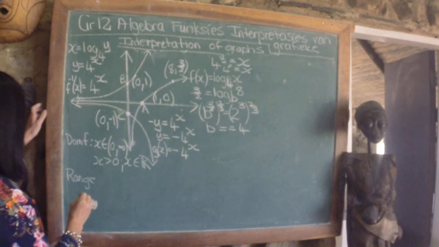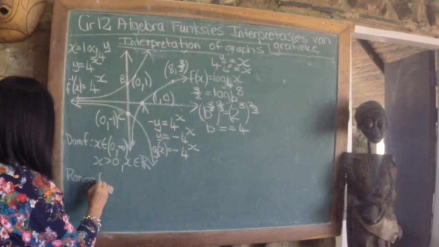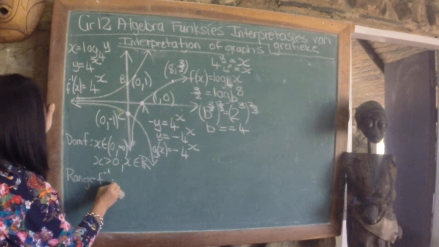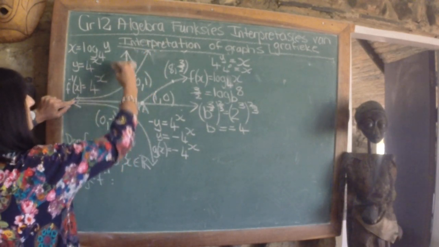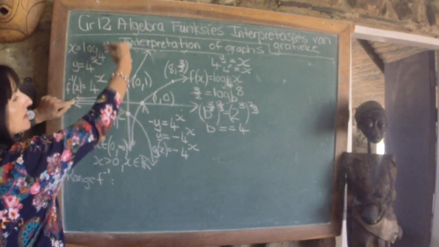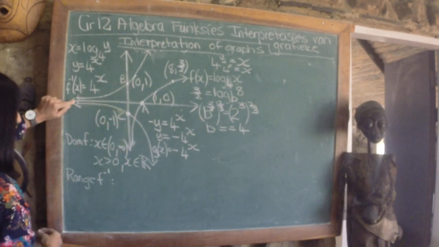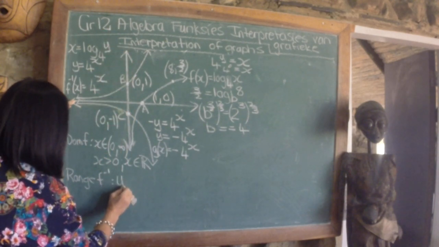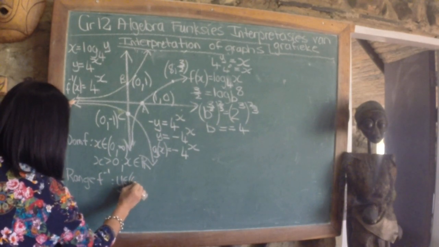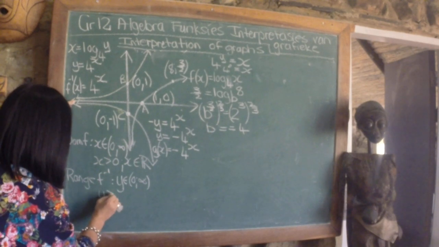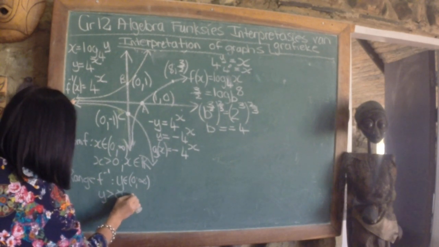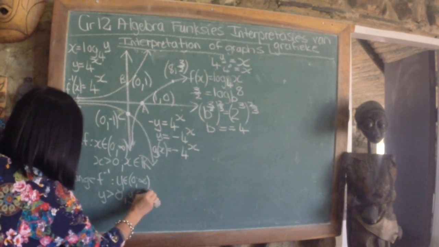All the y values, and we're going to do that now of the inverse first. Hier is my inverse funksie. As jy kyk watter y-waardes is hy voorgeteken, slegs die positiewe kant van die y-as. So dit is y element van na 0 tot by oneindig. Same you can write y greater as 0, y element of r.